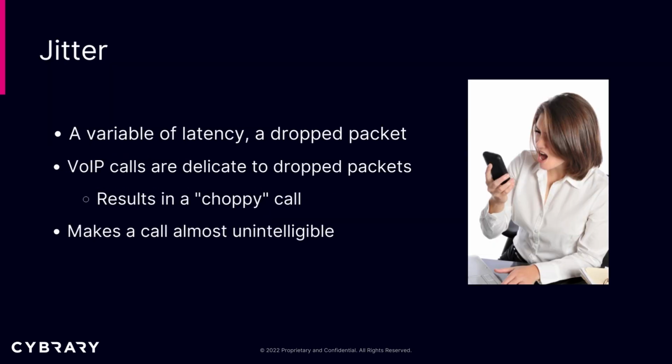Jitter. Jitter is a variable of latency, which is really dropped packets. Now, VoIP calls are delicate and they're not very good with dropped packets. They have to have real time streaming going on. And when you have these dropped packets, you have a choppy phone call. That is that jitter. It makes the calls almost unintelligible. You really can't hear what's going on. So, again, that's that jitter.